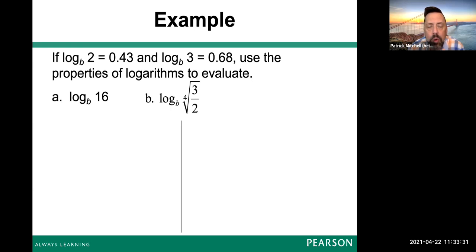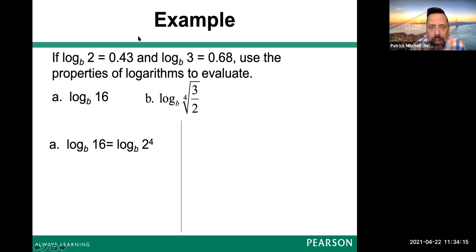If log base b of 2 is equal to 0.43 and log base b of 3 is equal to 0.68, let's use the properties of logarithms to evaluate log base b of 16 and then log base b of the 4th root of 3/2. I enjoy this kind of problem. All right, so for letter A, we're going to rewrite 16 as 2 to the power 4. See, we need these numbers 16 and 4th root of 3 halves to be all about the numbers 2 and 3, so that we can use those properties of logarithms.